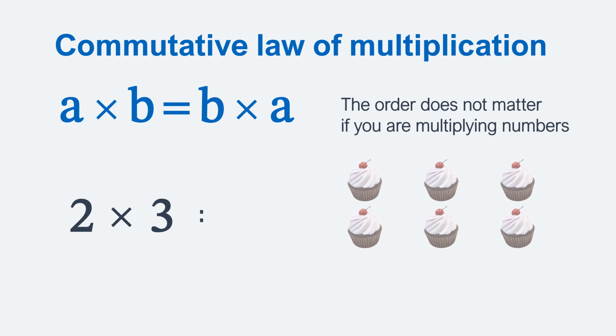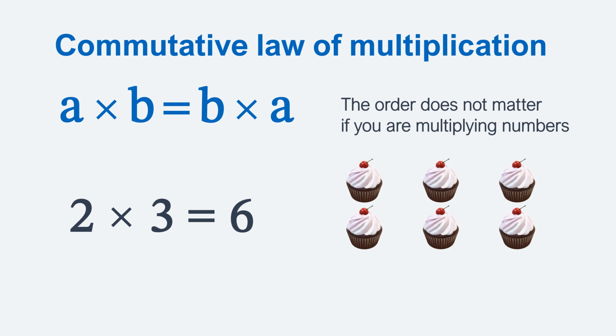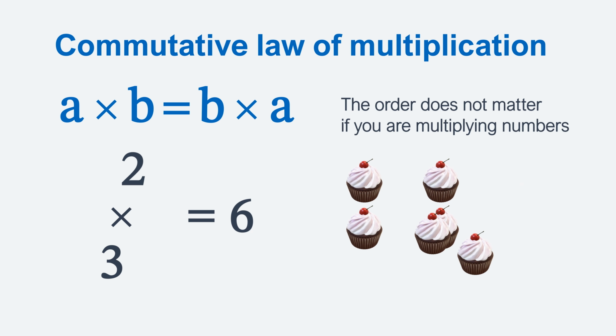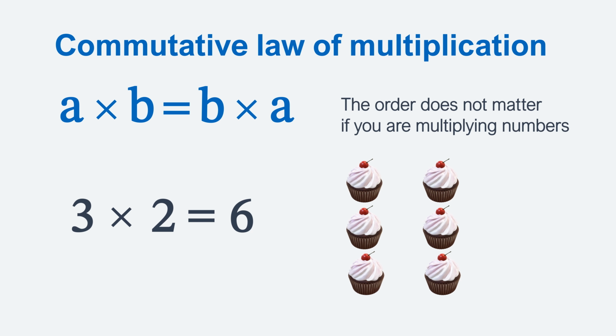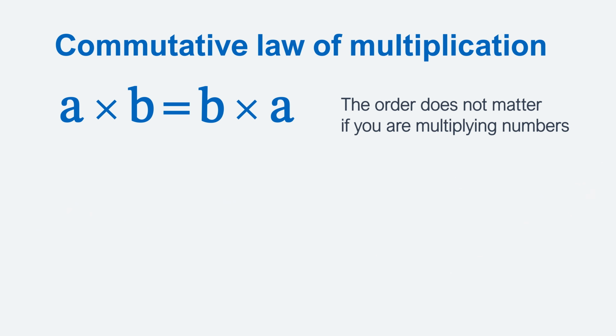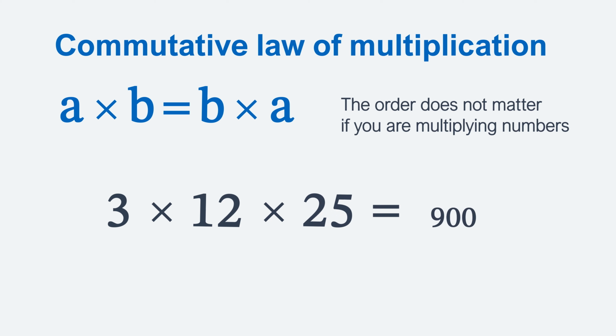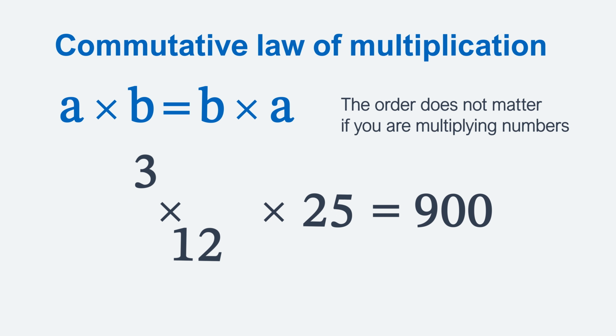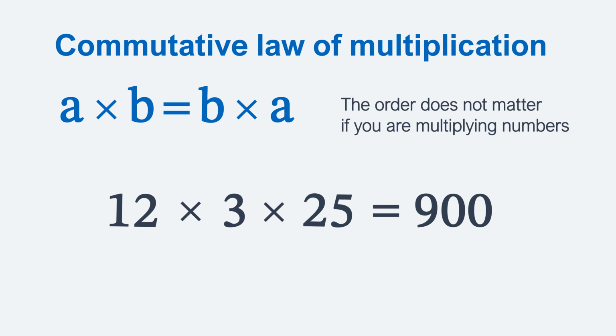2 times 3 equals 6. If we switch the numbers around, 3 times 2 also equals 6. It doesn't matter whether we do 2 times 3 or whether we do 3 times 2. So we can change the order when we are multiplying not only two numbers, but also when we are multiplying three numbers or more.